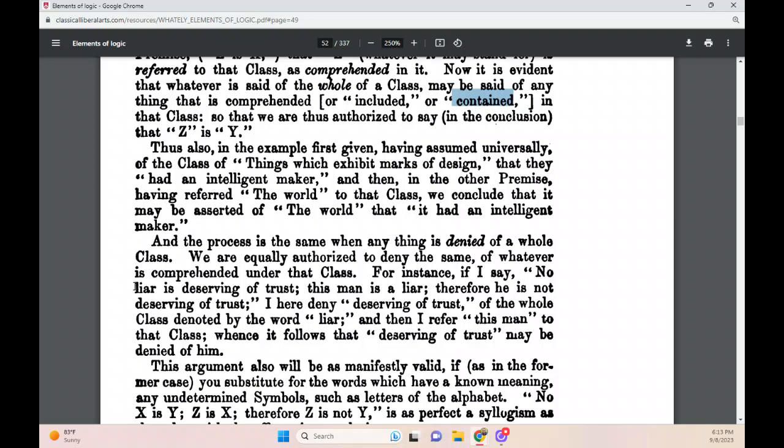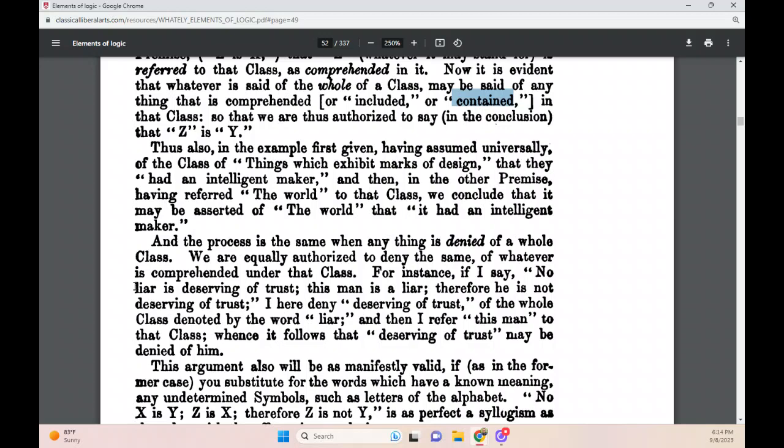And we say no liar is deserving of trust. That means that there is a smaller circle of liars outside of that first circle, because no liars are deserving of trust. The circle contains all those who are deserving of trust. Liars are not in that circle. So if we were to think of the diagram, you'd have this large circle of things deserving trust, and then a small circle of liars, and that small circle of liars would be outside of the circle of things deserving trust.